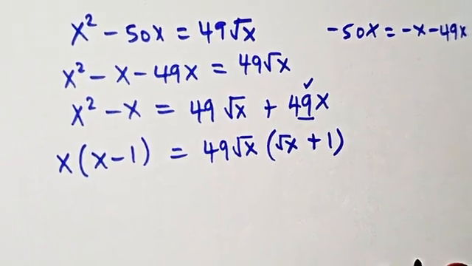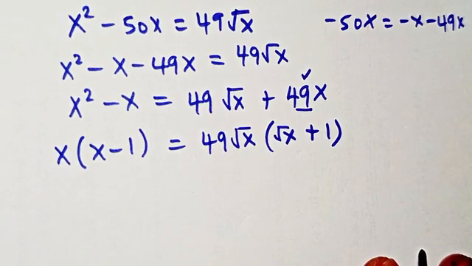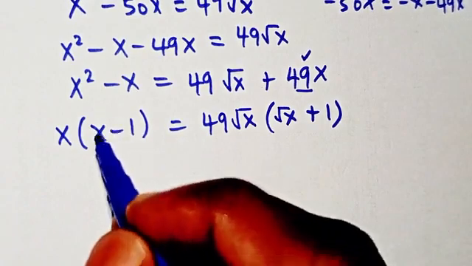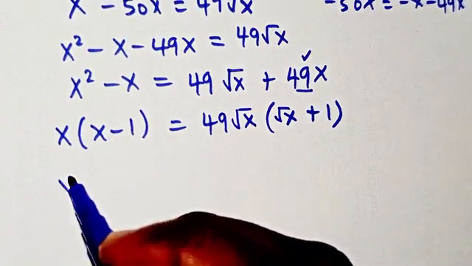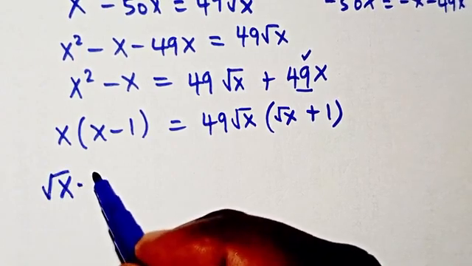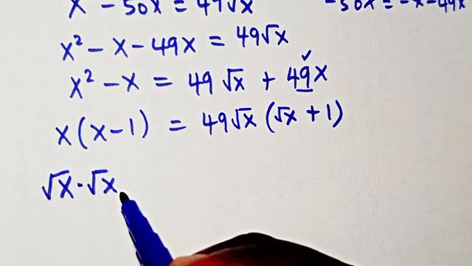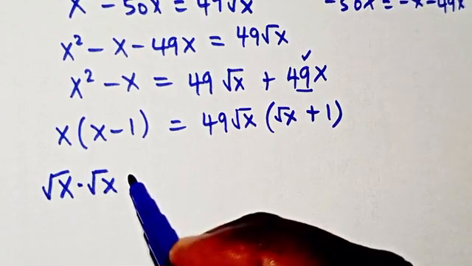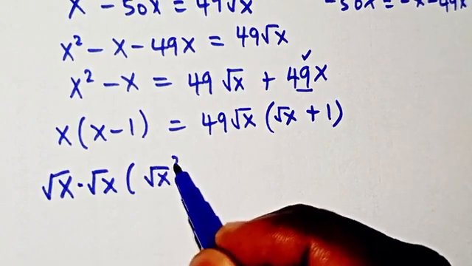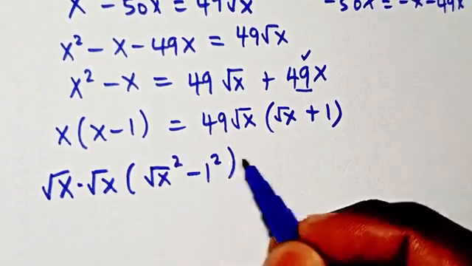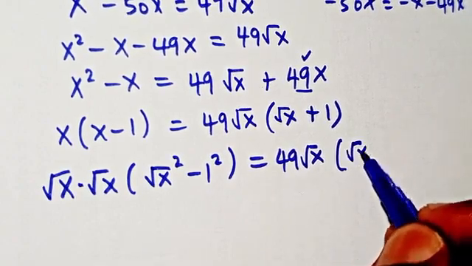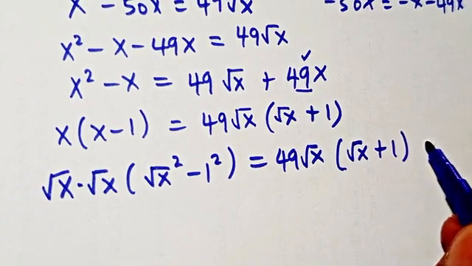So now from there, another thing we are going to do is I'm going to rewrite this in this form. x can be split as root x dot root x. So root x dot root x will give me x. Then also this inside the parentheses I can rewrite it as root x all squared minus 1 all squared equals 49 root x, then into bracket 2x or root x plus 1.